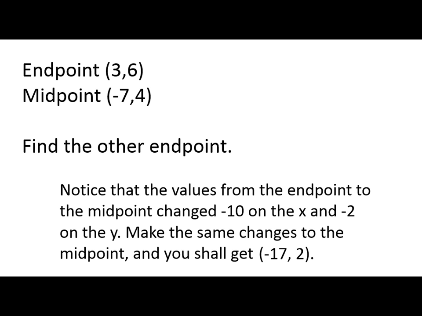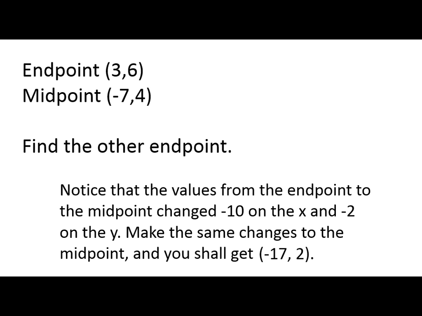Not really? Okay, going back, look at what it changed from the endpoint to the midpoint. See how in order for 3 to become negative 7, you have to subtract 10? So subtract 10 from the midpoint, negative 7 minus 10, gives us our new x value. Look at the y value. In order for 6 to become 4, you have to subtract 2. So now subtract 2 from the 4, and you get the new y value.